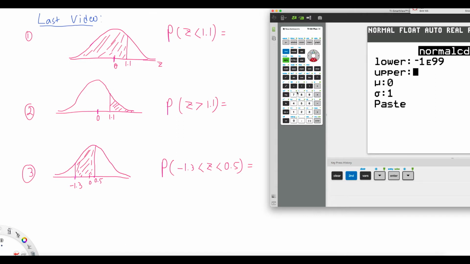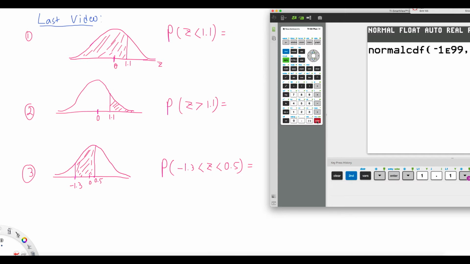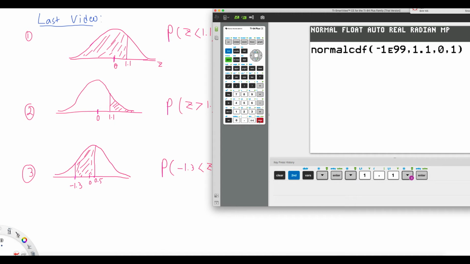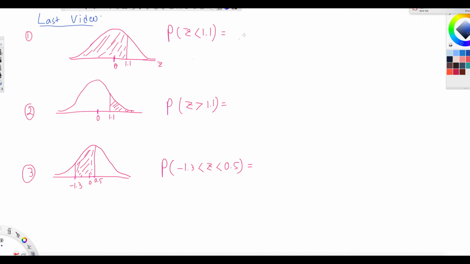Then mu is 0, the mean is 0, and standard deviation is 1, because we are talking about the Z distribution. Hit enter, and then hit enter again. That's what you will get: 0.86433. If you round it, you get 0.8643.